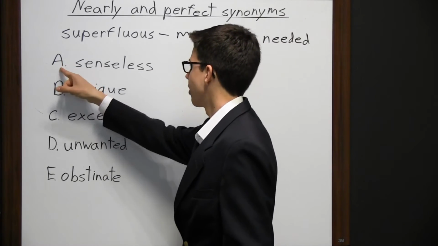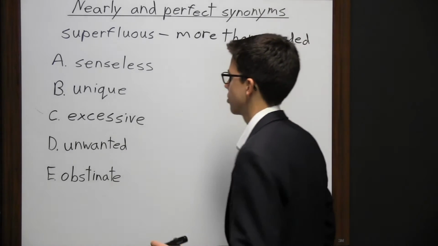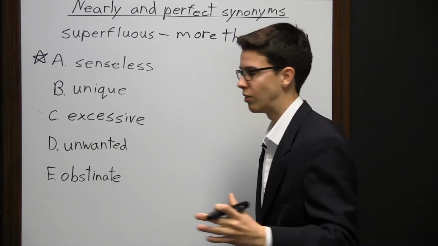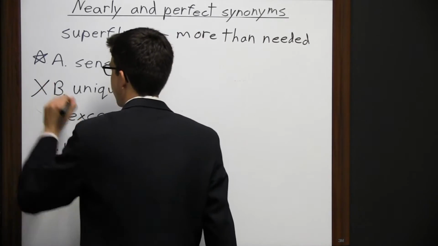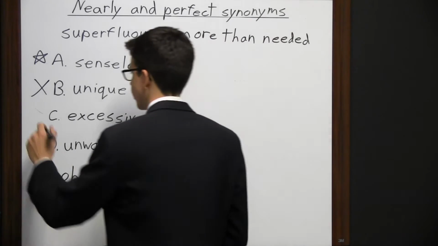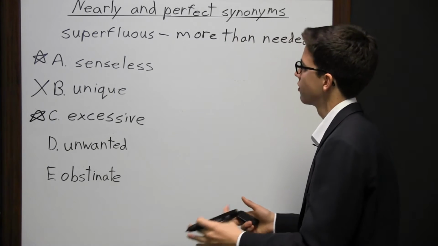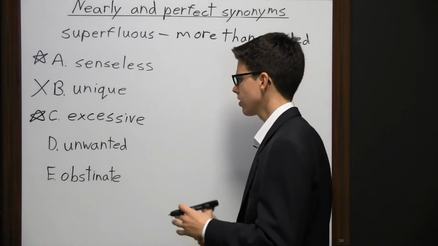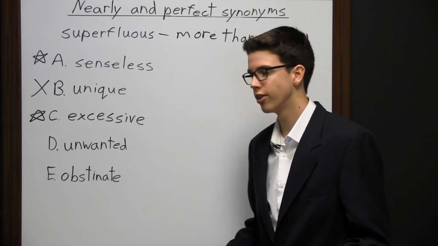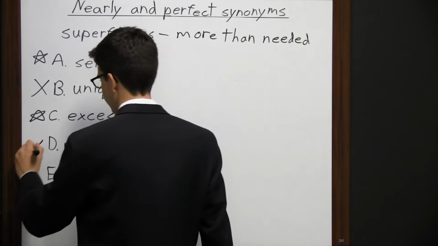So we have A, which says senseless. So it is senseless to use more words than needed. So we'll put a star next to A because that could be it. B says unique. Unique and superfluous definitely are not synonyms. We come to C, which says excessive. That's a pretty good synonym for superfluous. D is unwanted. We could say that superfluous means unwanted because if you use more words than necessary, then you could say some of those words are unwanted. But I would say that excessive is a closer synonym than unwanted. So we'll X that out as well.